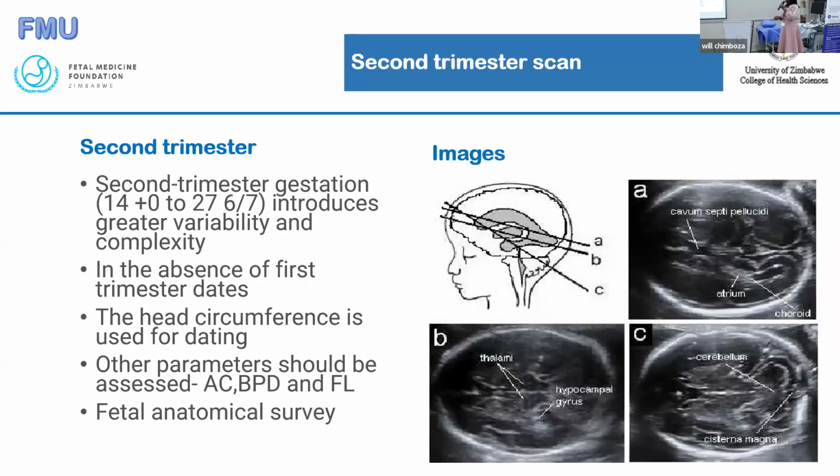Okay, most of our women present in the 2nd trimester. So when they come in the 2nd trimester, we make use of the 2nd trimester ultrasound scan. And in this case, we'll be using the head circumference for dating. Of course, we obtain all the other parameters.